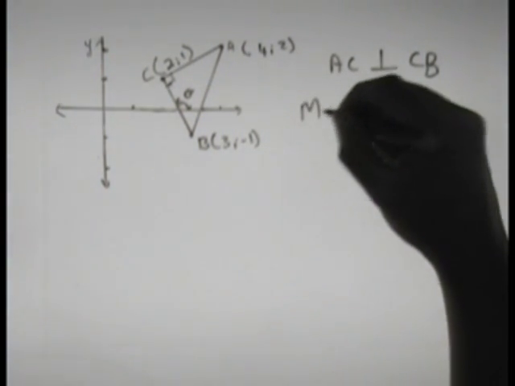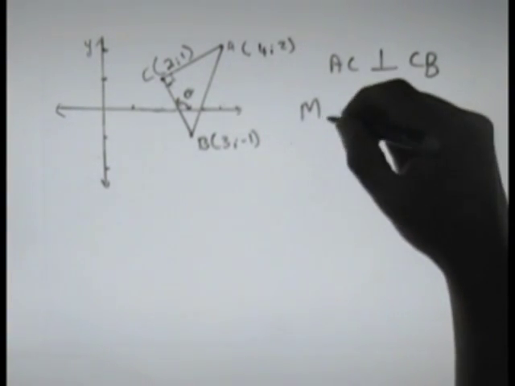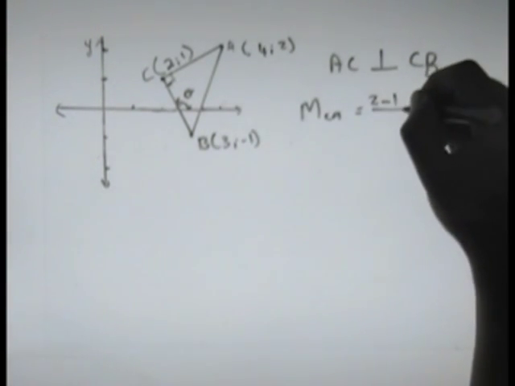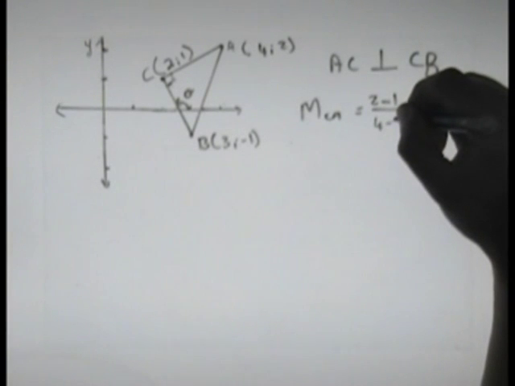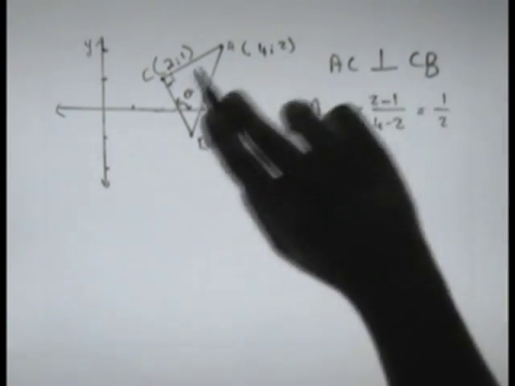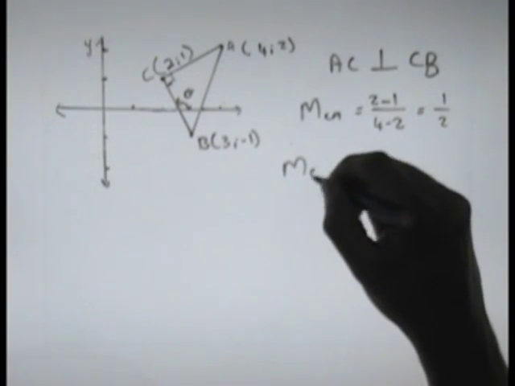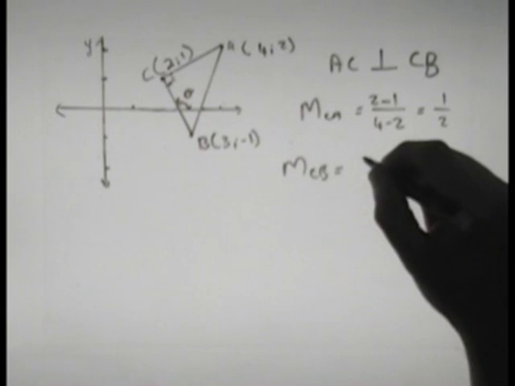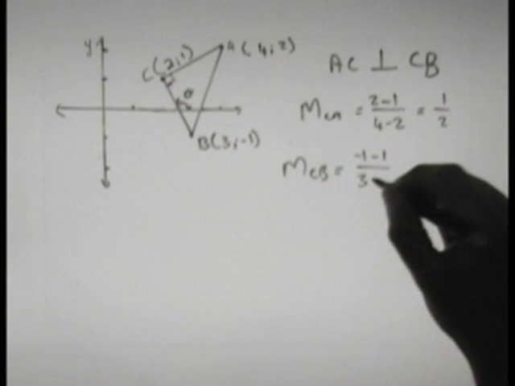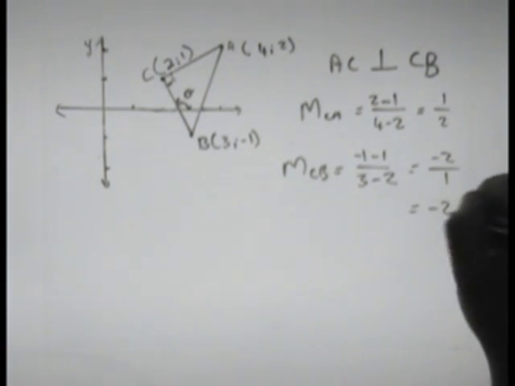Now let's look at the gradient of AC. The gradient of AC, or CA, is going to be given by y2 minus y1, which is 2 minus 1, over x2 minus x1, 4 minus 2, which is 1 over 2, so our gradient there is positive a half. Our gradient of CB is equal to y2 minus y1, which is minus 1 minus 1, over x2 minus x1, which is 3 minus 2, which is equal to negative 2 over 1, or negative 2.